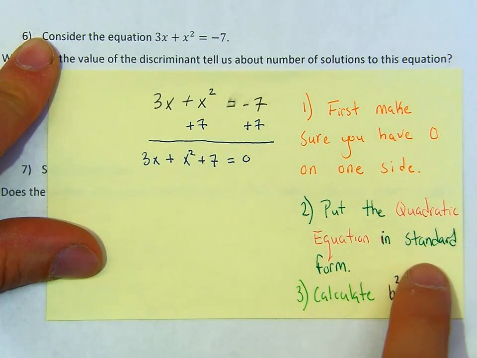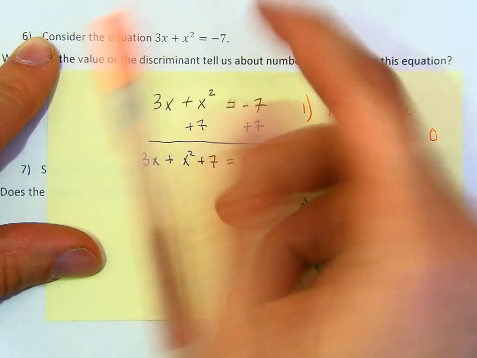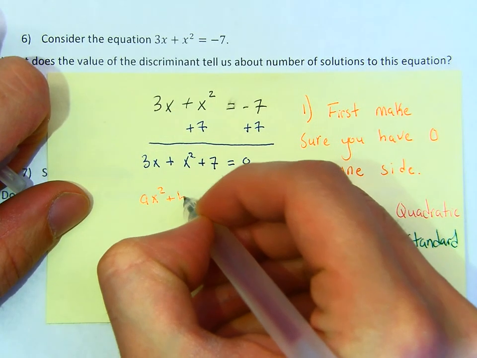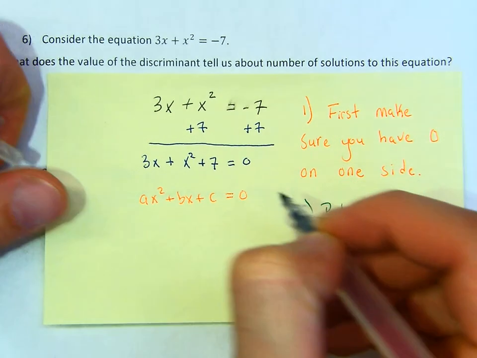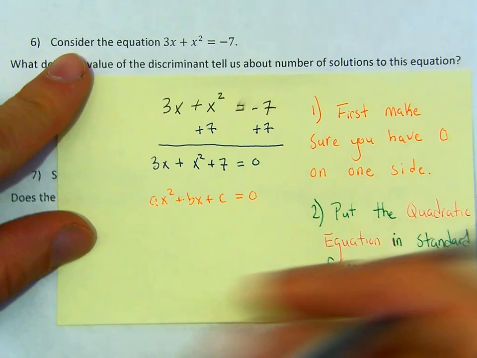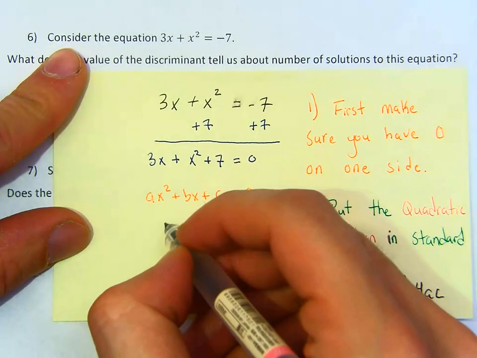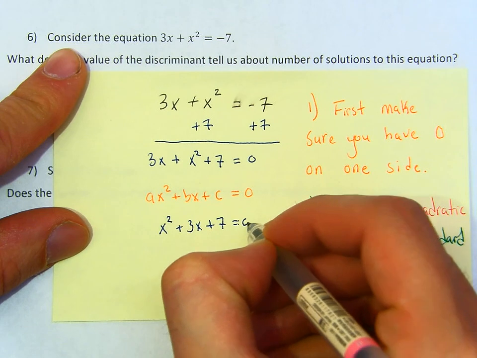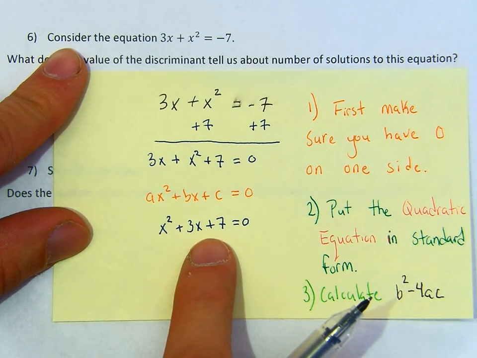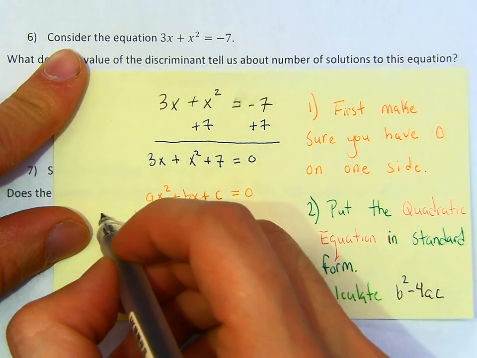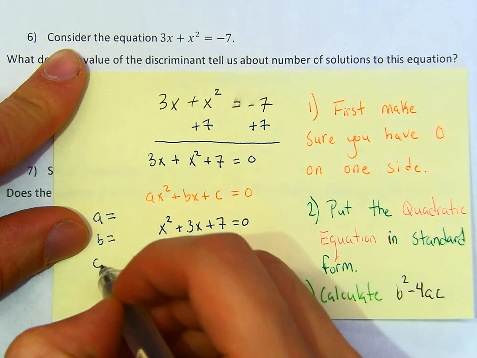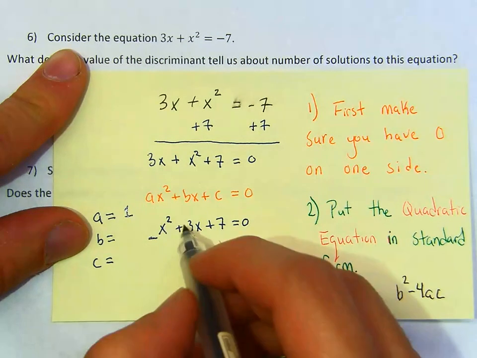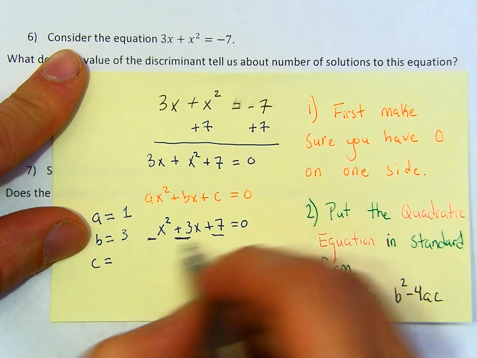Then what do we want to do? We want to put this into standard form. And if you forgot what standard form looks like, it should look like ax squared plus bx plus c equals 0. So how do we put this in that form? Notice the x squared goes first, then the 3x, and then the plus 7, equals 0. Now we have it in standard form. And when we want to put this into the quadratic formula, what is your a, what is your b, what is your c? Your a is 1, your b is 3, and your c is 7.